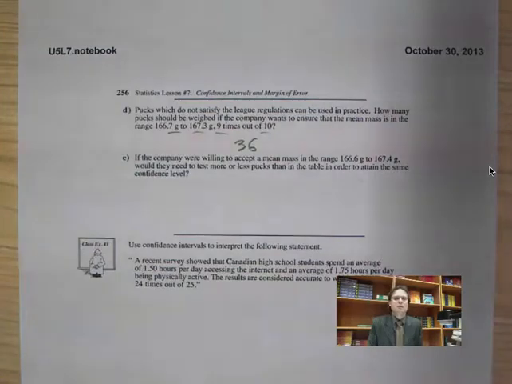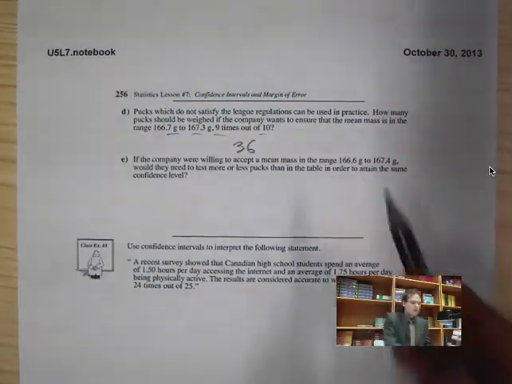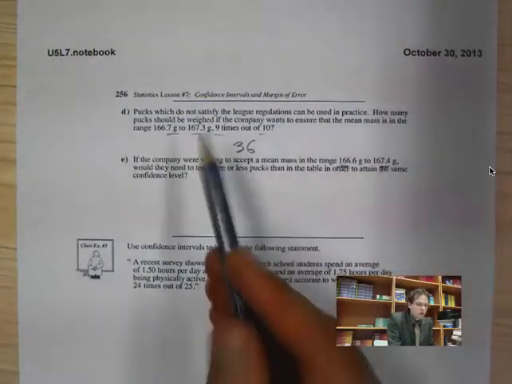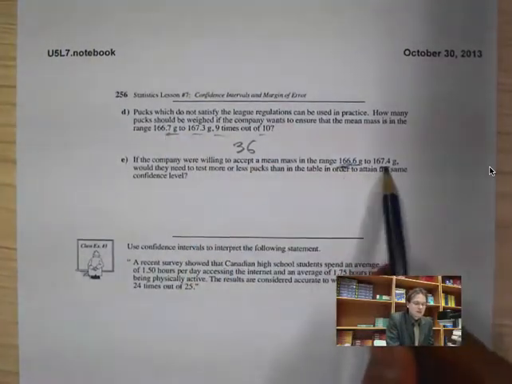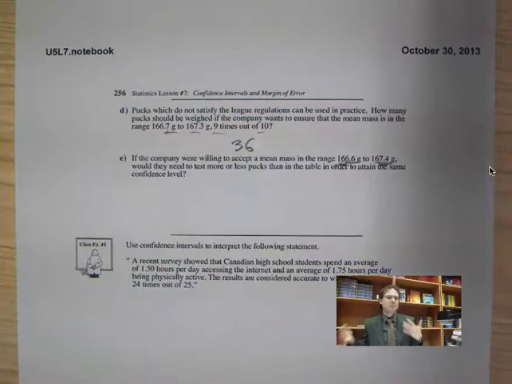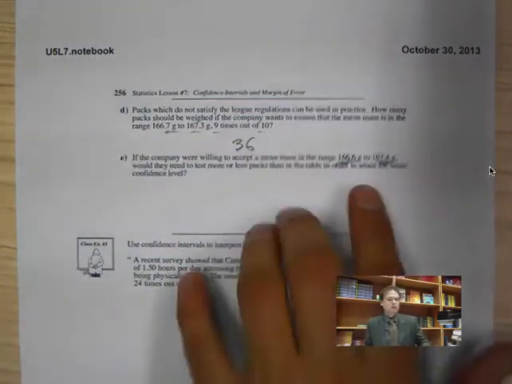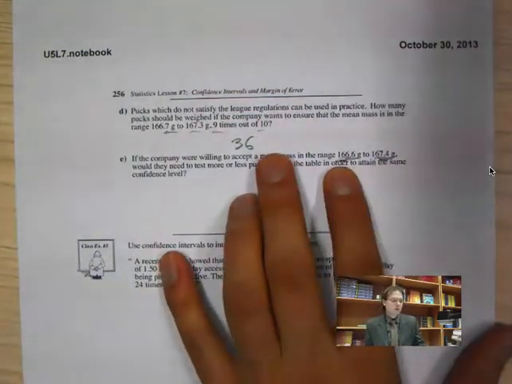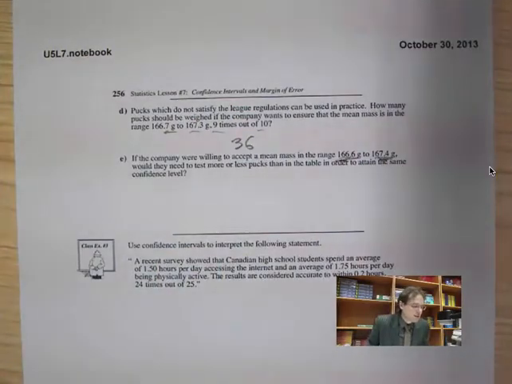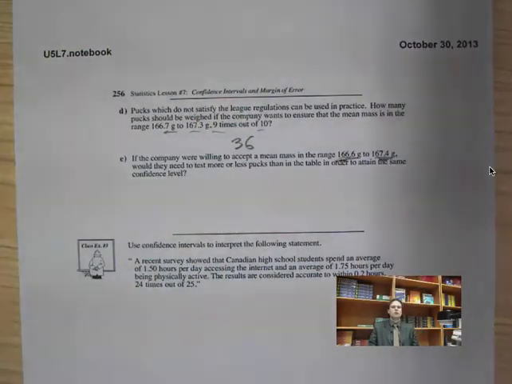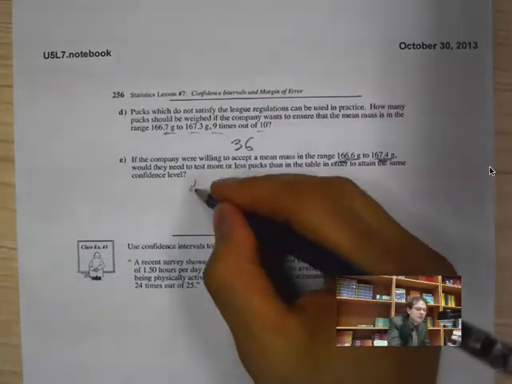If the company is willing to accept a mean mass of this to this, so our mean mass is increasing. So they're accepting a bigger mean mass. Alright? So they're saying the confidence interval is between there and there. Would they need to test more or less pucks in order to attain the same confidence intervals? Well, if I expand my range of error, I don't have to test as many, so that's less.